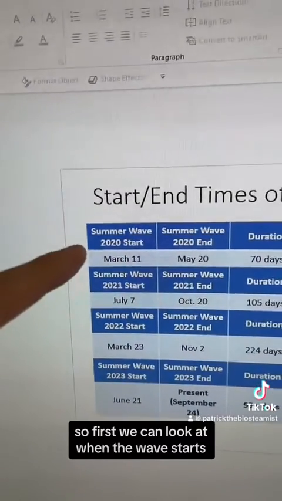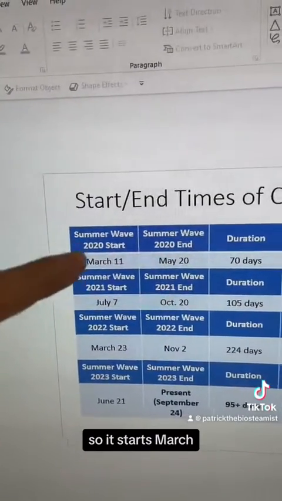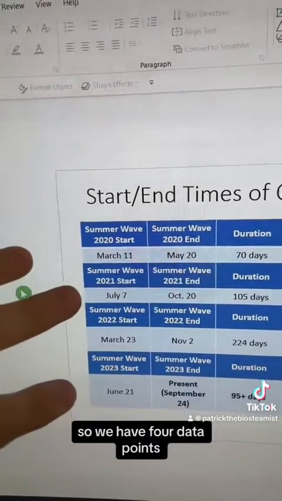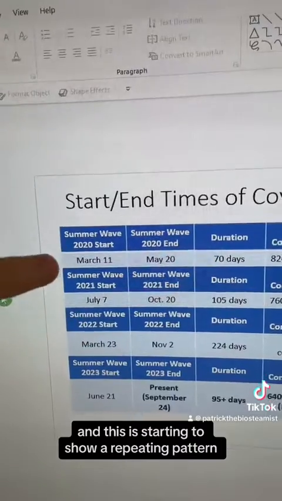So first we can look at when the wave starts. It starts in March, then July, then March, then June. So we have 4 data points, and this is starting to show a repeating pattern.